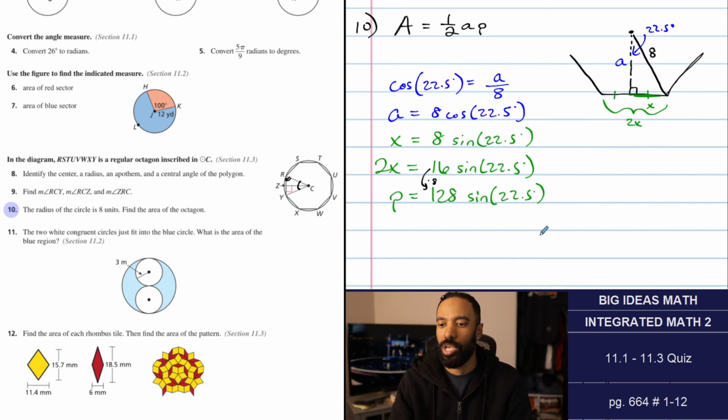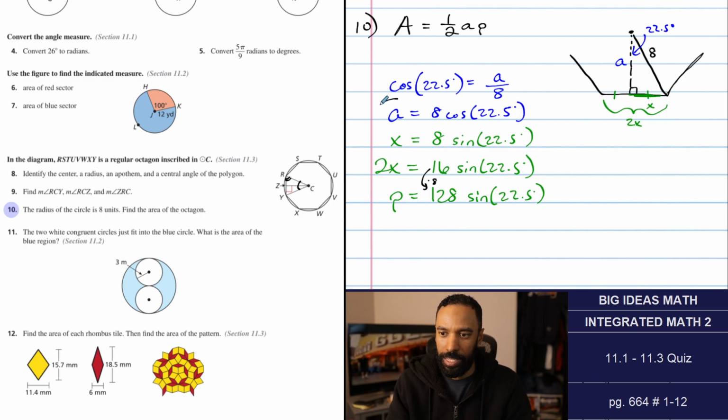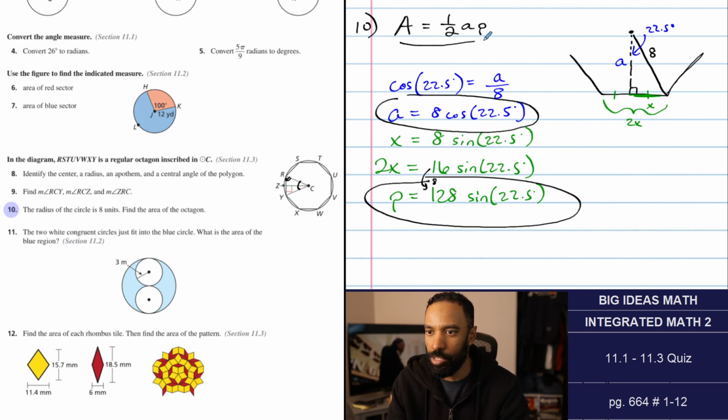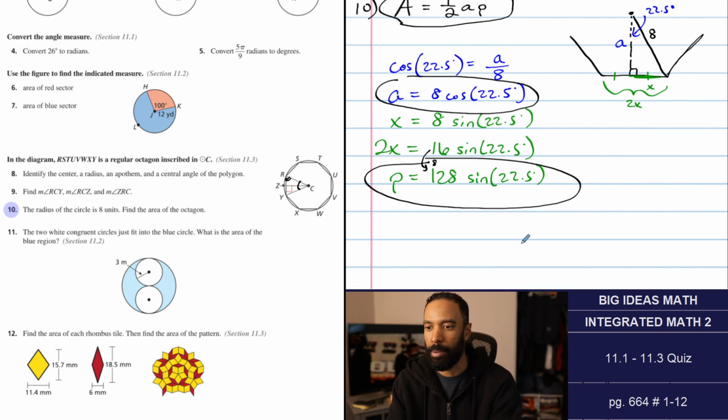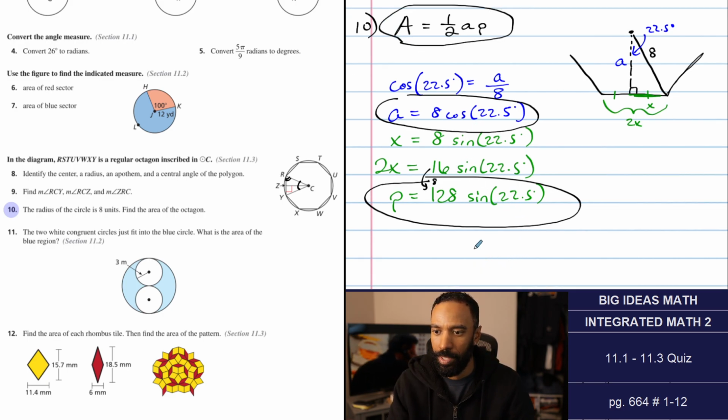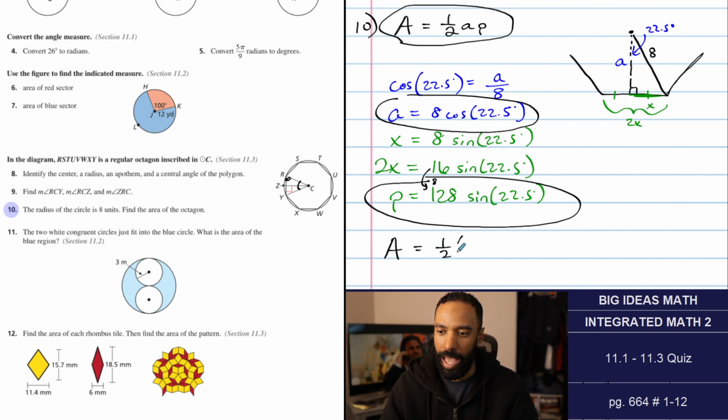Okay, so I have my apothem here. I have my perimeter here. I'm going to use them in this formula here and come up with my final area. So the area of the regular polygon is 1/2 apothem times perimeter.